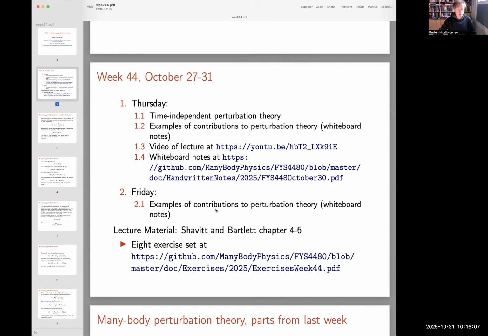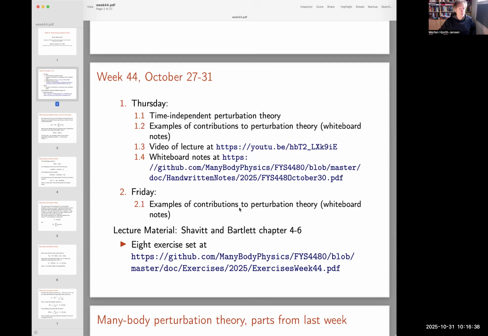One of the things we will also be doing today is to start discussing diagram rules, which will give us a very powerful tool for setting up analytical expressions for different contributions order by order. Then we can also visualize many of the contributions to given orders and interpret them in terms of specific physical correlations.